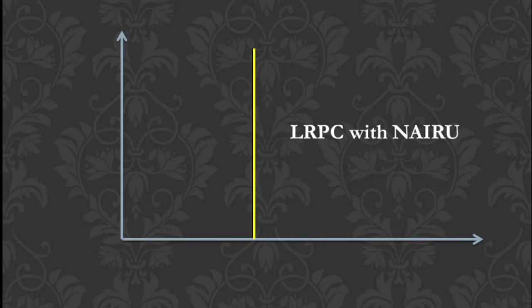In the long-run Phillips curve, we can see there is no fluctuation, no curves, it's just a straight line which is parallel to the y-axis. So, with NAIRU, our long-run Phillips curve will be a straight line.